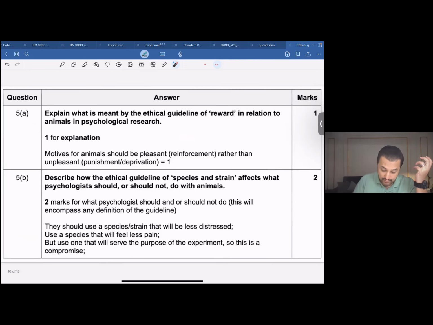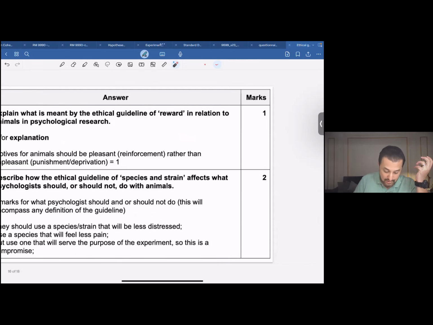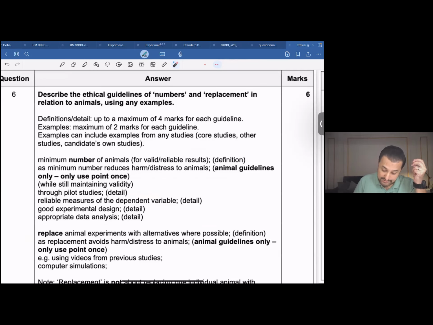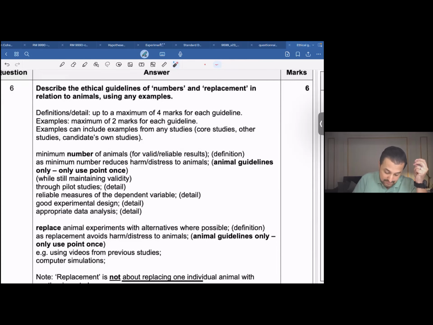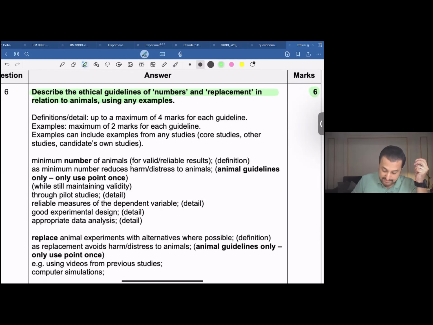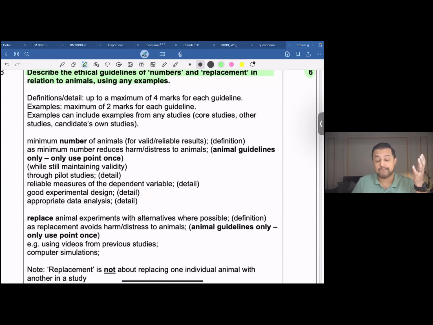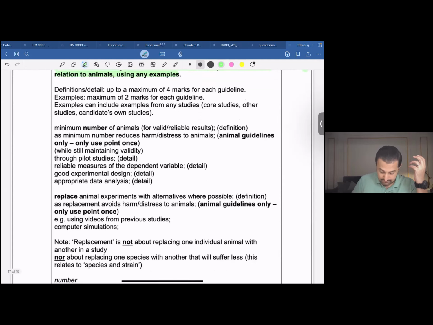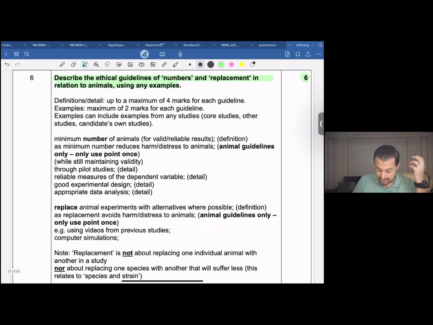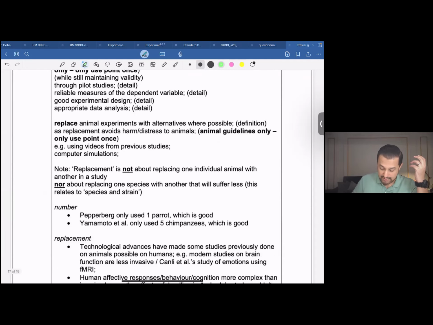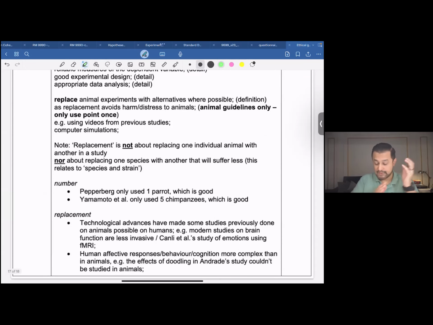So we have other questions too. Another 6-marker before I bring this video to an end. Describe the ethical guidelines of numbers and replacement in relation to animals using examples. Now this marking scheme that you have in front of you is comprehensive, and this provides a better explanation. You could pause it and read through this.